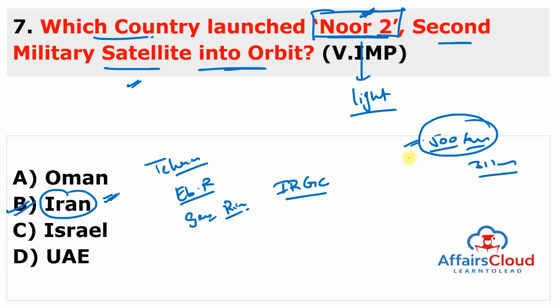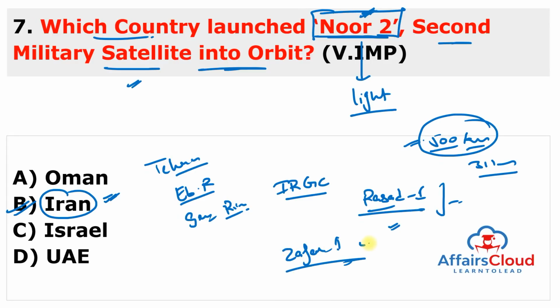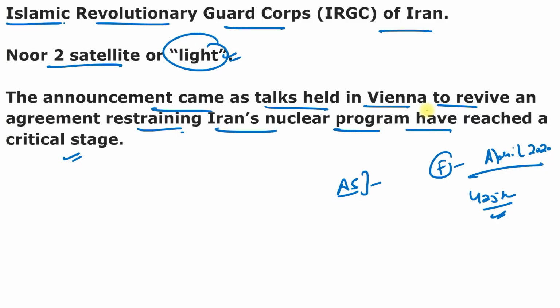And you can also remember other satellites. One is known as Rasad or Rasad-1. Rasad-1 is an imaging satellite and it was built and launched successfully by Iran. And in 2020, Iran also launched a communication satellite which is known as Zafar-1. Moving to next question.